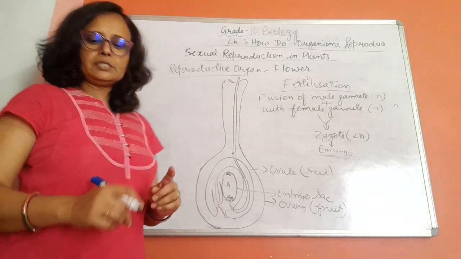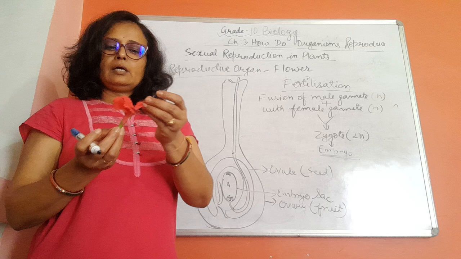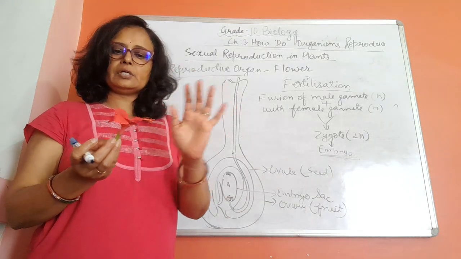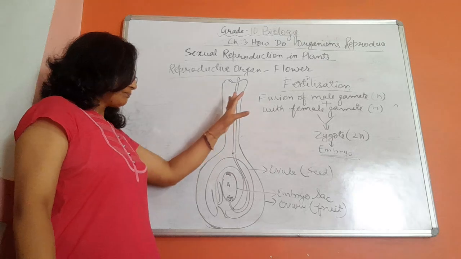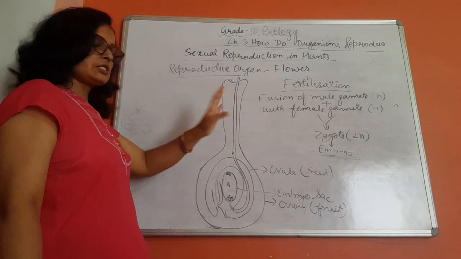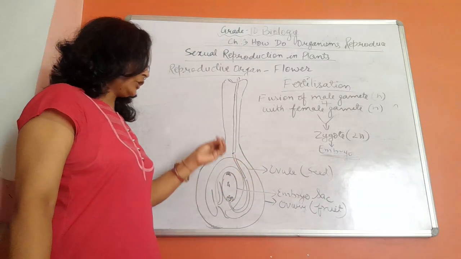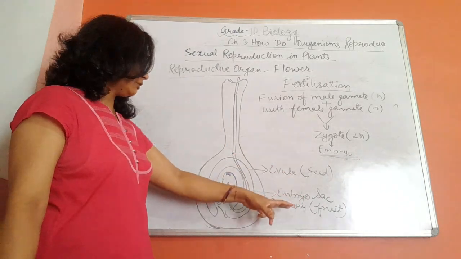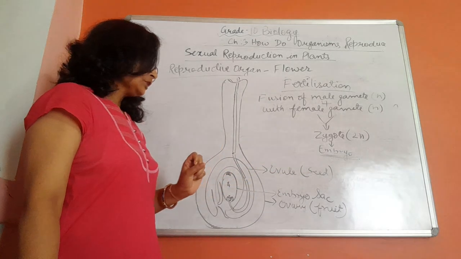And after fertilization, all the sepals, petals, anther, filament, everything is torn out, just dried up and torn out, and only this part is left. And later on, this stigma and style will also be removed. Only this much part will be swollen up and becomes fruit, and inside the fruit your seed has come, and inside the seed is the embryo. Clear?